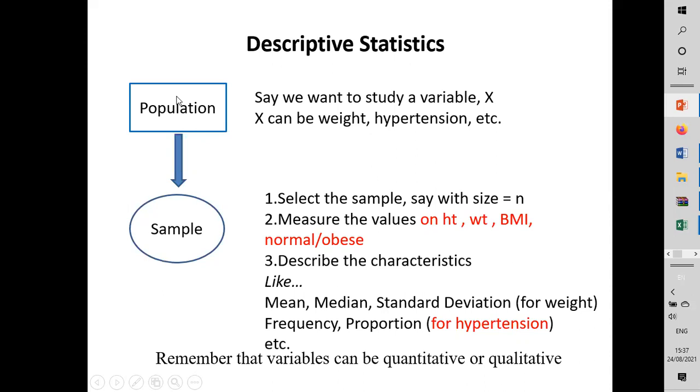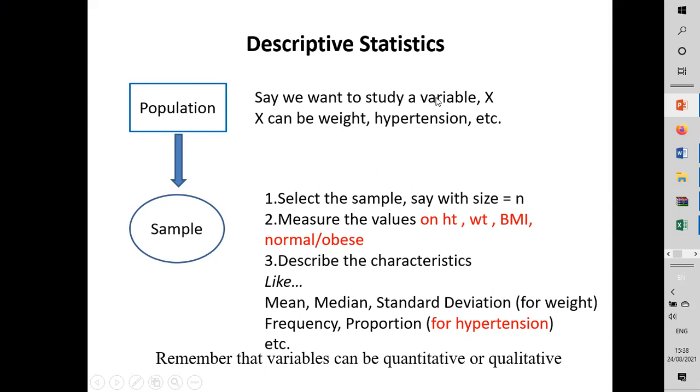This is my population. I always draw a box for population. I draw a sample. Normally I denote it as a circle. It's not a must, but it's easier to see. This is my population. This is my sample. So inside the population, say I want to study a variable.